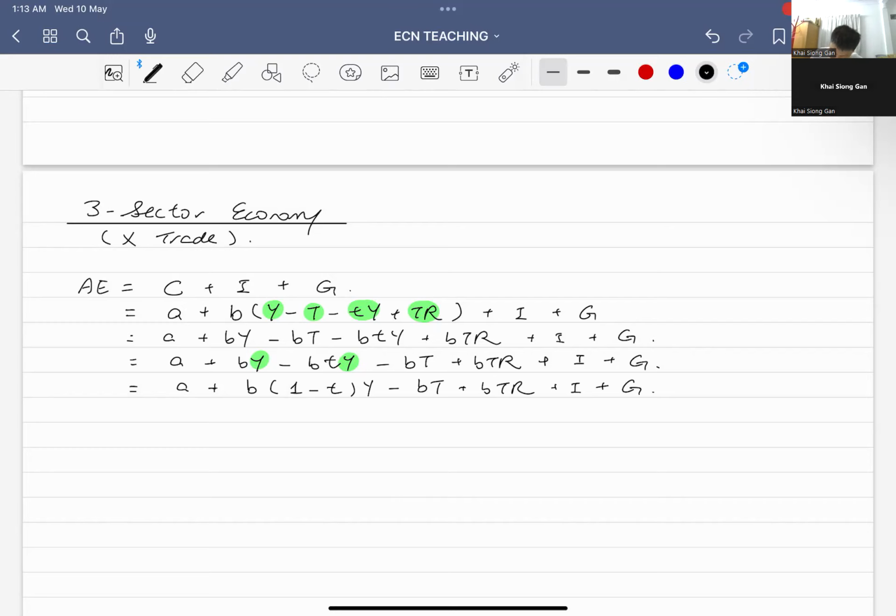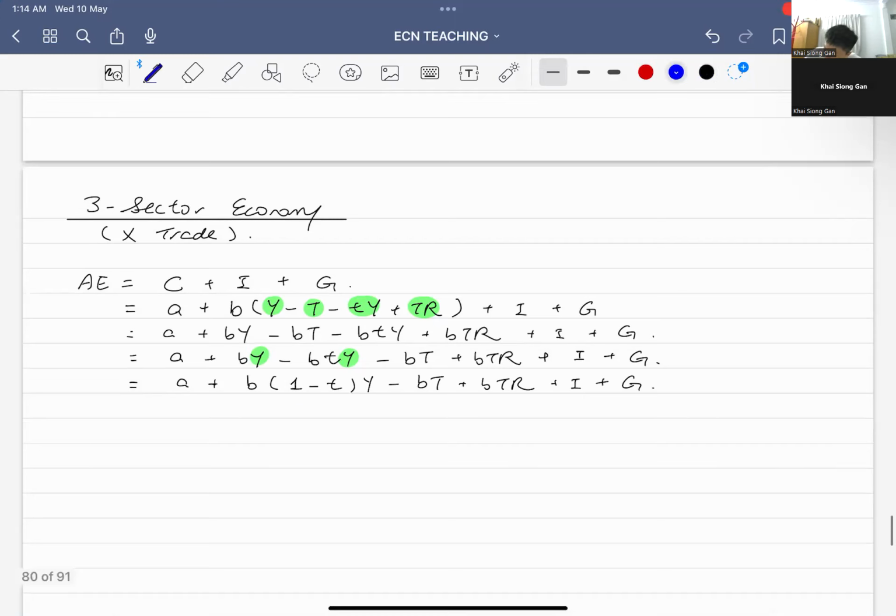So now I can move this Y, because this part over here, this Y over here, this component is what we call the induced expenditure. So this is induced, and the rest are autonomous. So I can rewrite it into AE equals A minus bT plus bTr plus I plus G, plus b(1 minus t)Y, which is my induced expenditure.